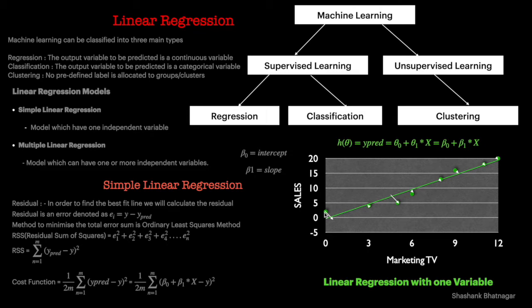So if we look into this, the cost function for a simple linear regression problem can be denoted as 1 by 2m sum of (y pred minus y) whole square. So what we are basically doing is taking the difference, squaring it, and summing it. And we want to minimize this sum in order to get the best fit line. Let us understand the cost function and the methods that we can use to minimize it to get the best fit line.